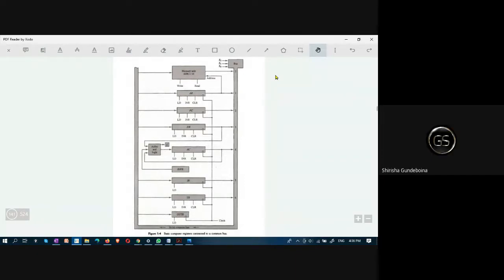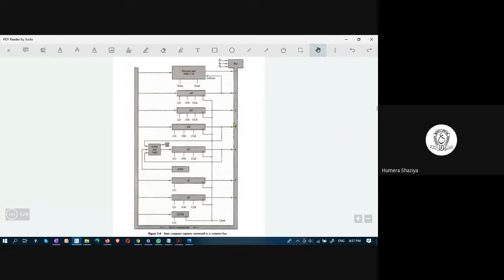Address register, AR; data register, DR; accumulator, AC; program counter, PC; instruction register, IR; input register, INPR; temporary register, TR; and output register, OUTR. Right, so 8. Do you see all 8 of them here?